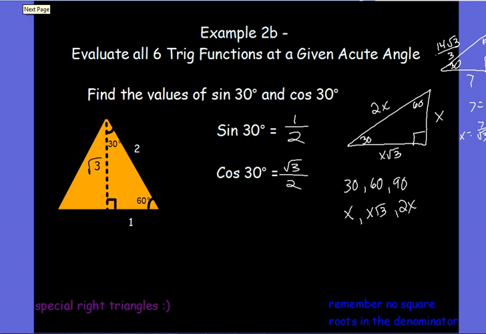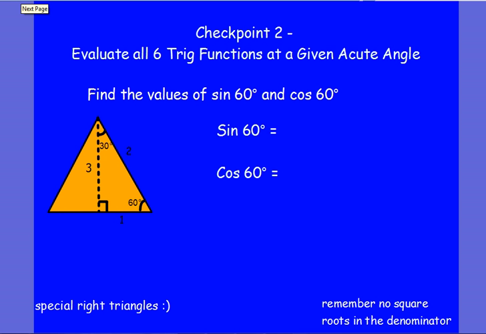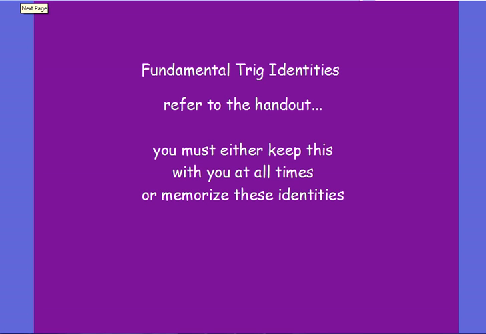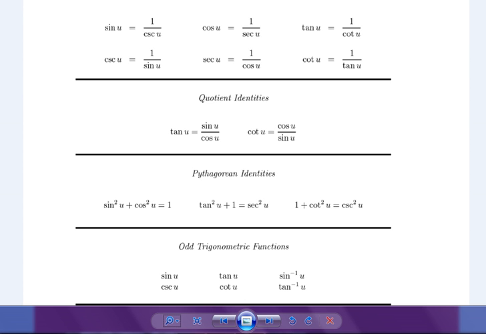Ready? All right, we're almost done. Go to your unit circles. On the back of your unit circles, we have these. These are called trig identities. Now, some of them you already know.